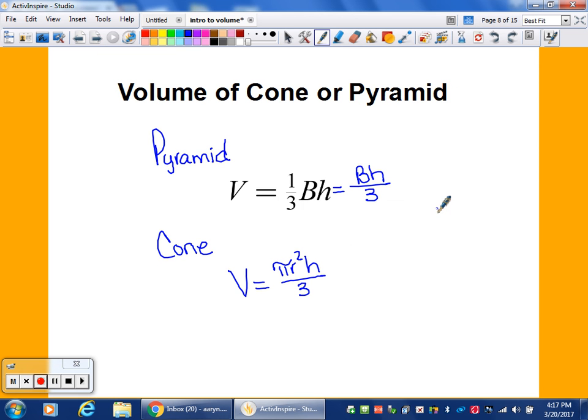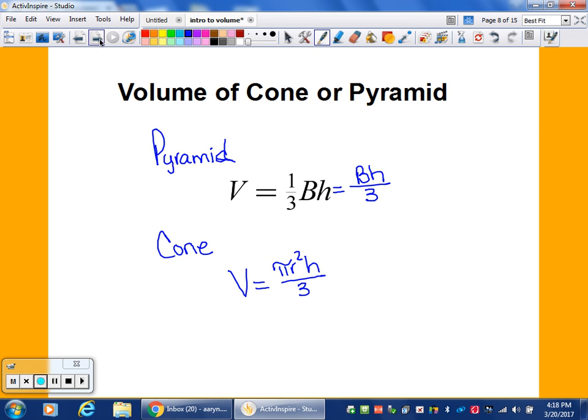Now, let's switch gears. Instead of prisms and cylinders, I want to talk about pyramids and cones. If I'm looking at a pyramid, the volume of a pyramid is big B times H divided by 3. For a cone, we can do the same exact thing that we did with the cylinder because the base of a cone is always a circle. So we can plug in pi r squared for big B, and it becomes pi r squared H divided by 3.